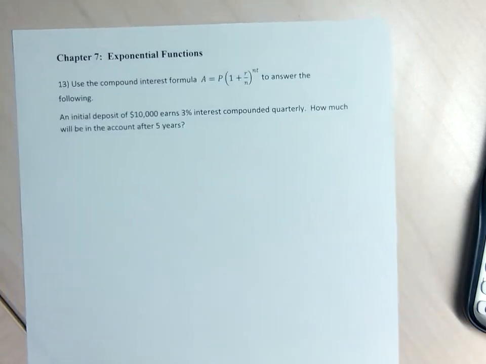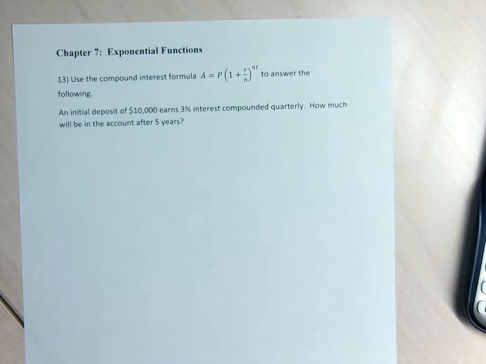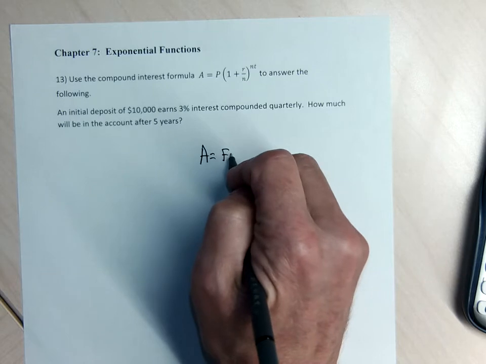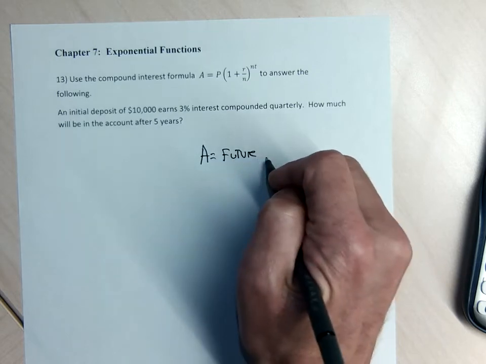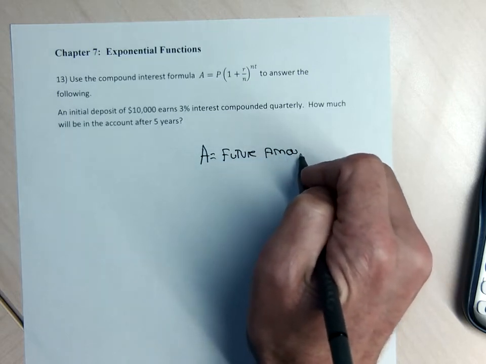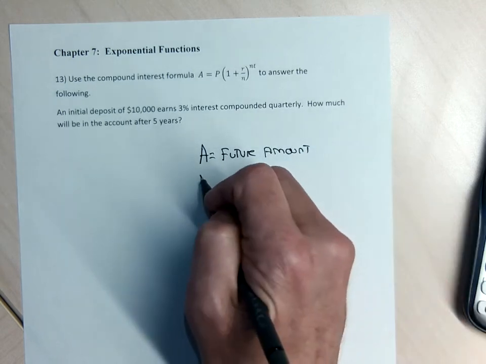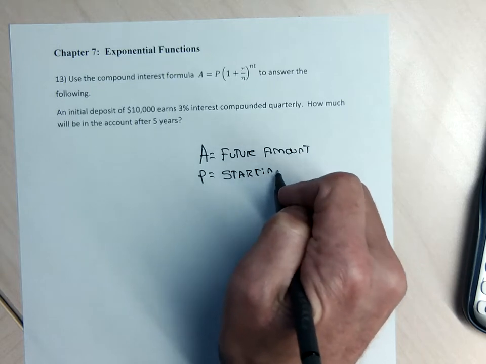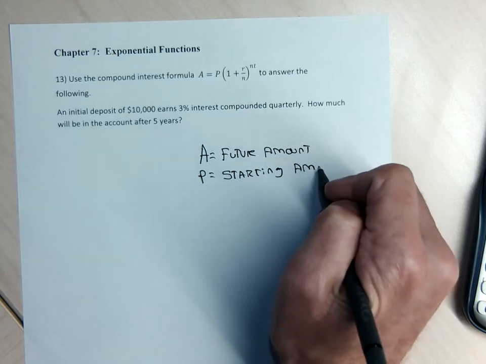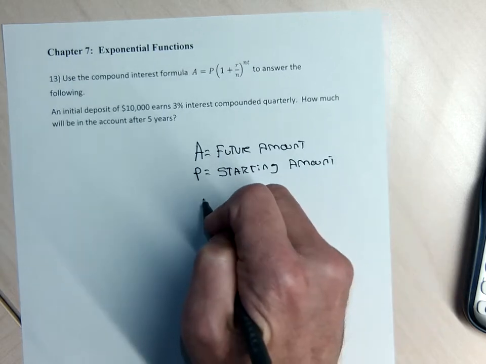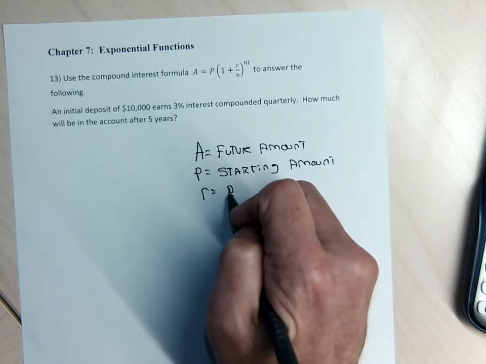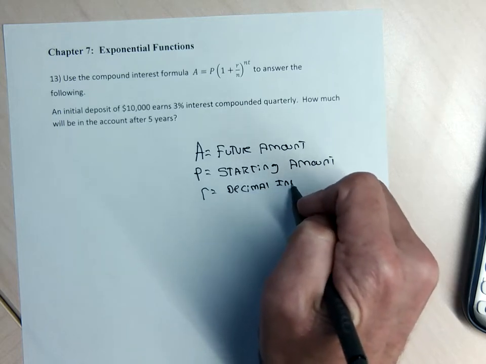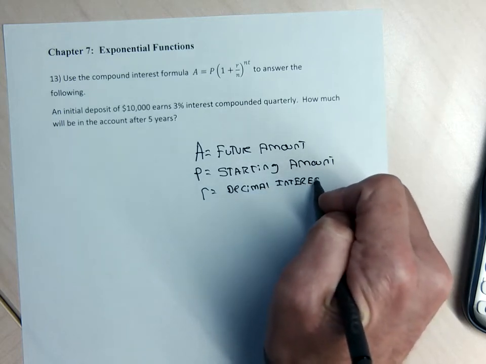Problem 13 wants me to use the compound interest formula, where A is the future amount of money, and that's what I'm solving for. P is the starting amount of money, and that's going to be given in the problem. R is the decimal form of the growth rate, or the decimal form of the interest rate.